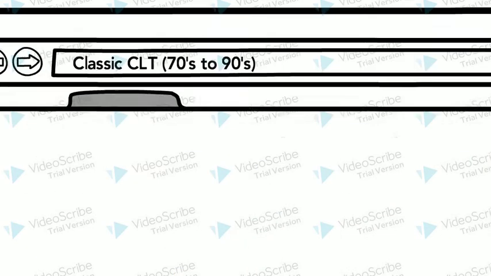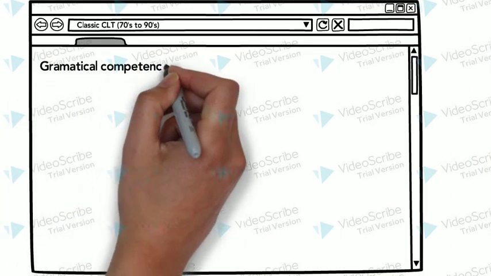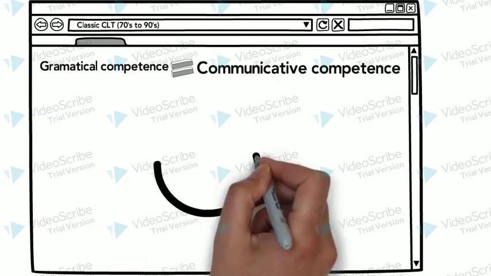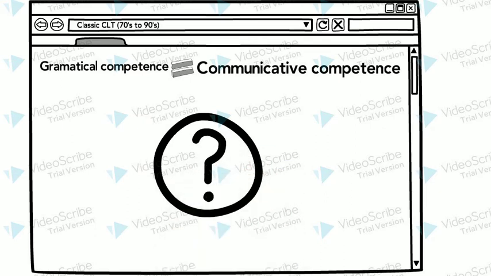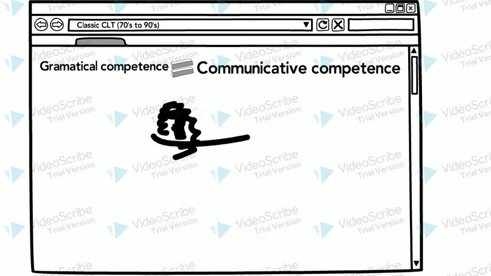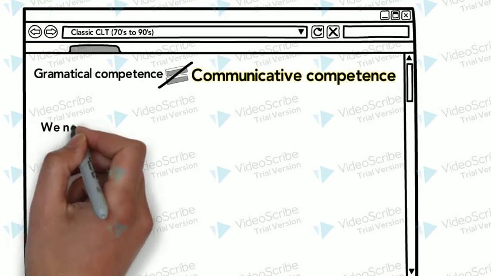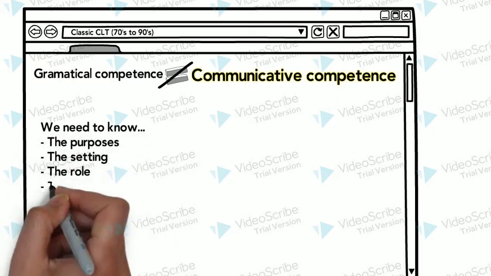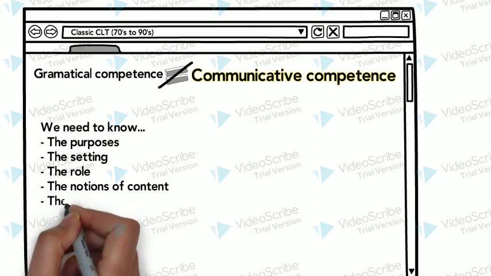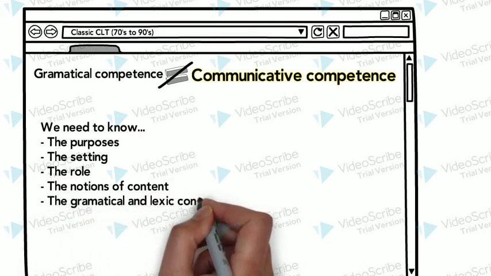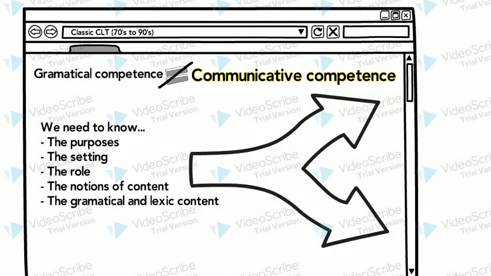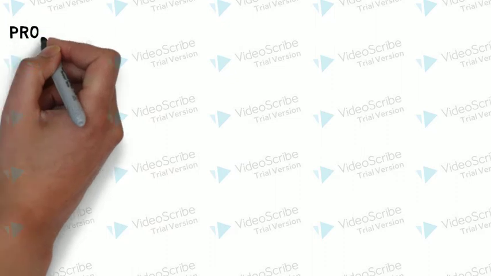If we talk about the classic CLT in the 1970s, we pass from developing grammatical competence to communicative competence, which are not the same. But which one is more important? Obviously, the most important one is communicative competence. To develop communicative competence, we need to know the purpose, the setting, the role, and which content we need to know. Grammatical and lexical content is important, but it's not the most important thing to know.